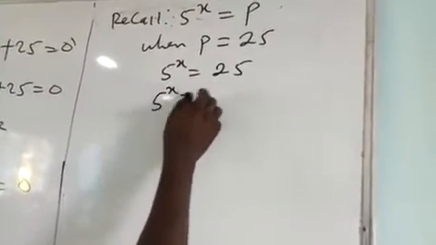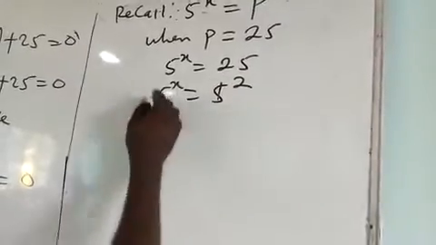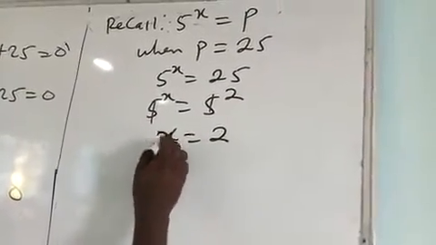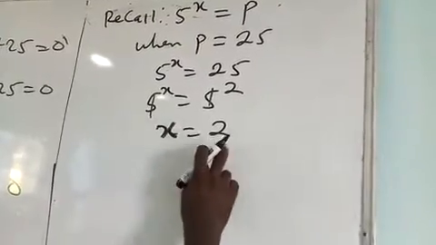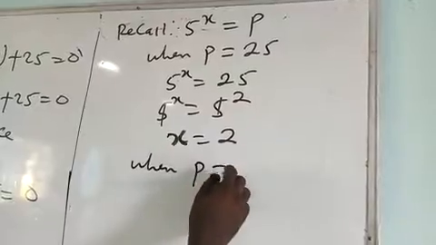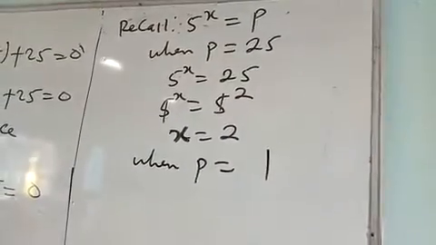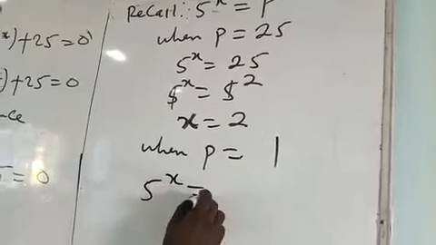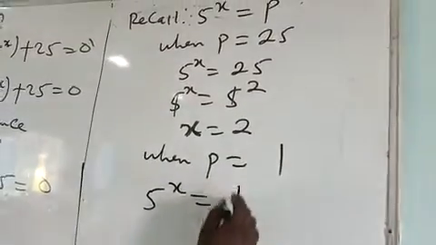When p is 25, can we say that 5 raised to x equals 25. 5 raised to x equals 5 raised to 2. 5 and 5 can go, x equals 2. This is the main variable given to us in the question. So x equals 2. That is one of the solutions. Now also, when p is 1, don't forget that they also give us 1. When p is 1, the expression is 5 raised to x equals p. So p is now 1.